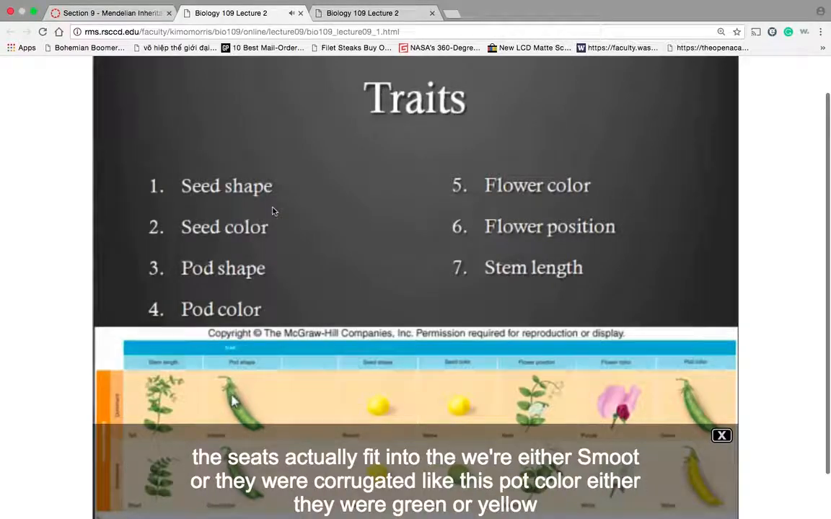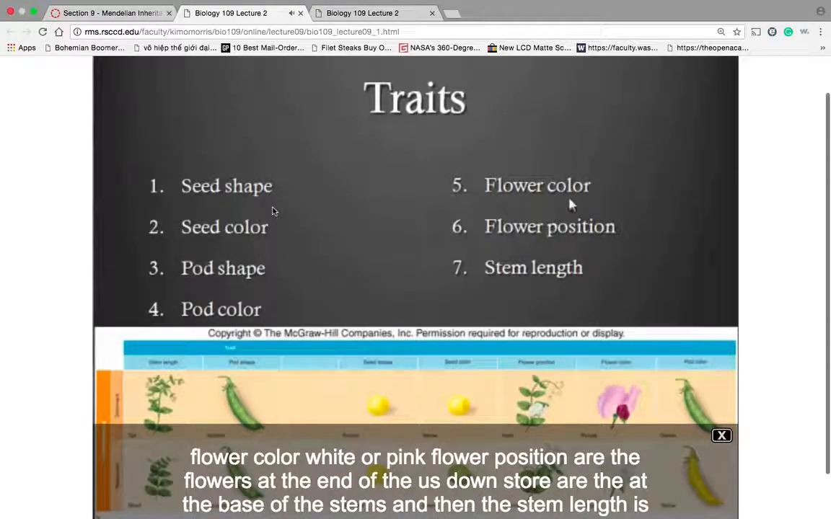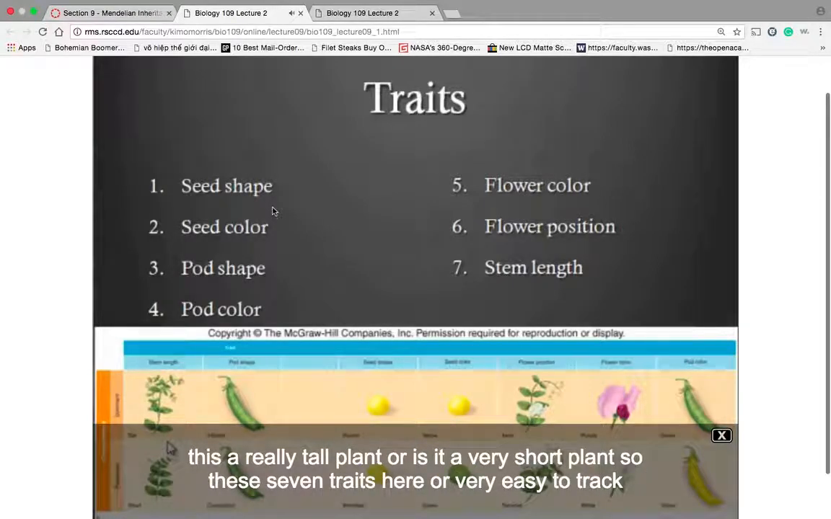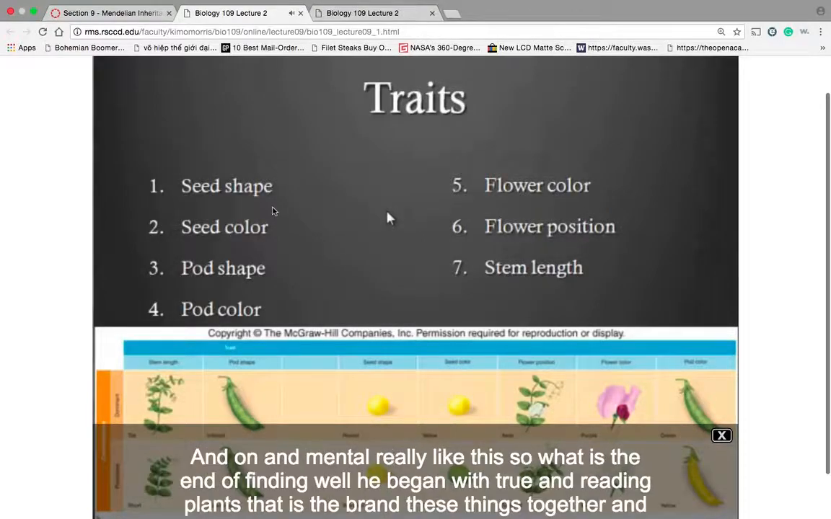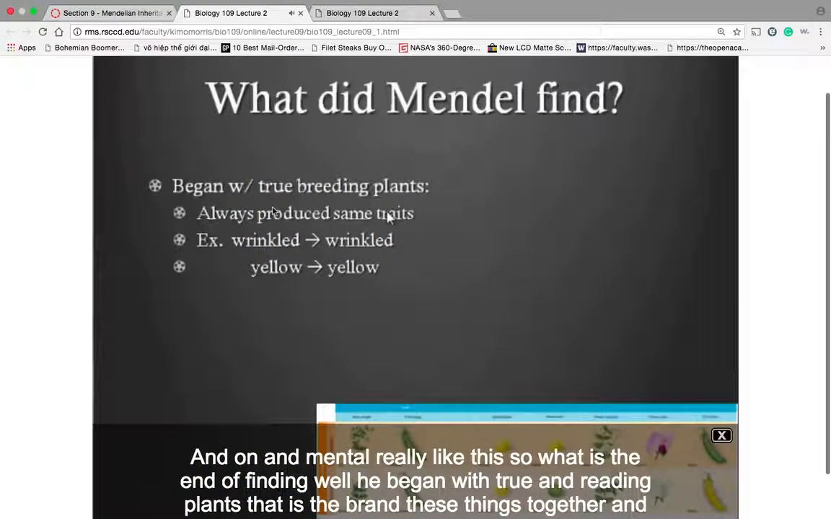The pod shape, so the ones that the seeds actually fit into, they were either smooth or they were corrugated like this. Pod color, either they were green or yellow. Flower color, white or pink. Flower position, are the flowers at the end of the stems or are they at the base of the stems? And then the stem length. Is this a really tall plant or is it a very short plant? So these 7 traits here were very easy to track, and Mendel really liked this.